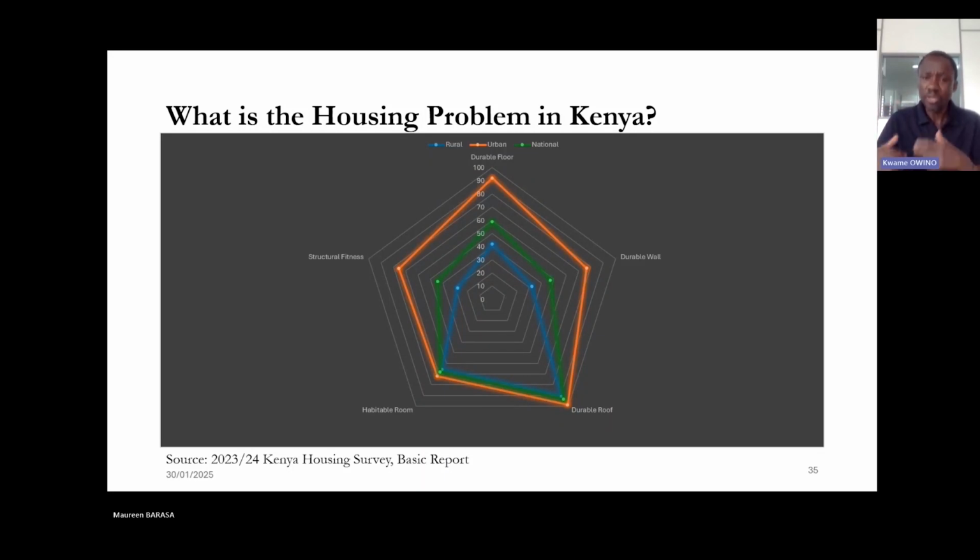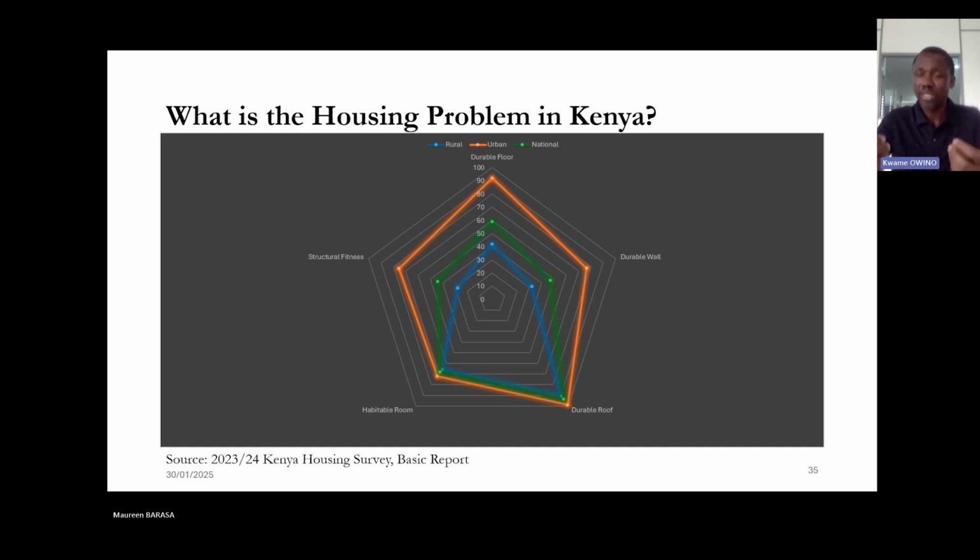The moment you start to use more industrial products that are more complex and more expensive, which require firm and sturdy walls on the one side and floors that are not earth-made, then you start to see those distortions where the rural households have a problem. And of course, urban households, the national in between.